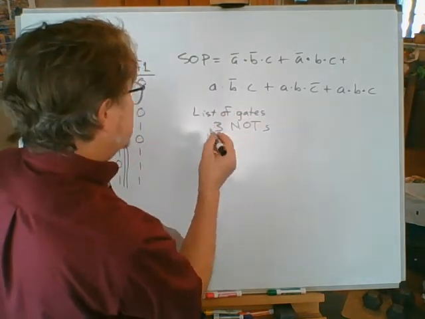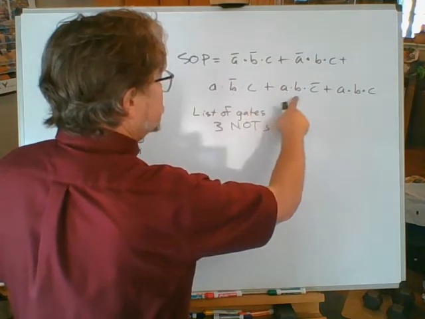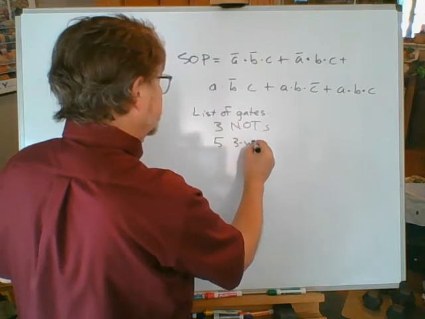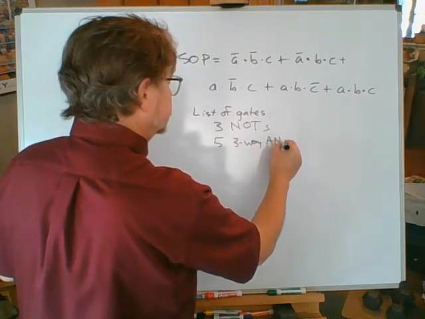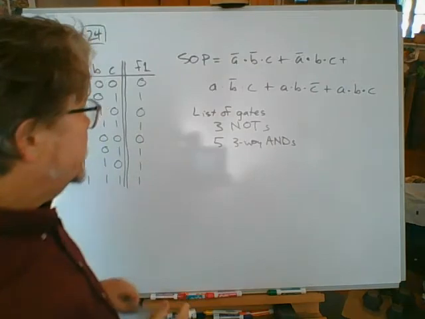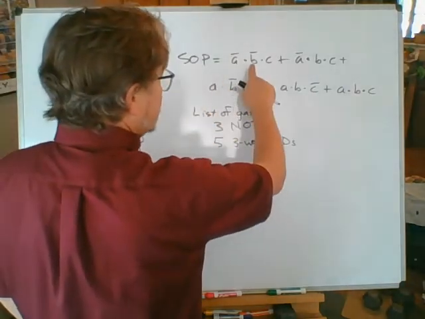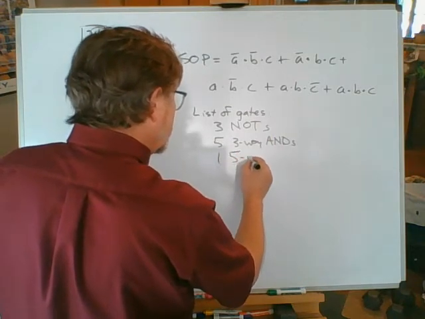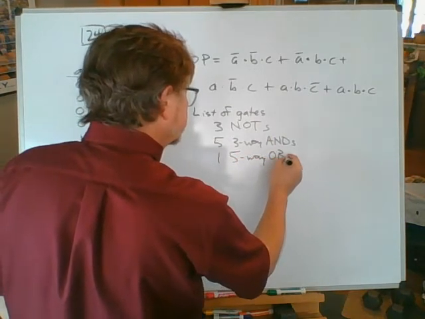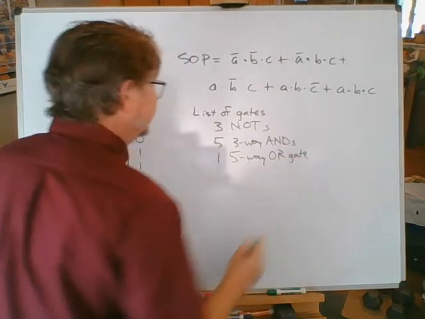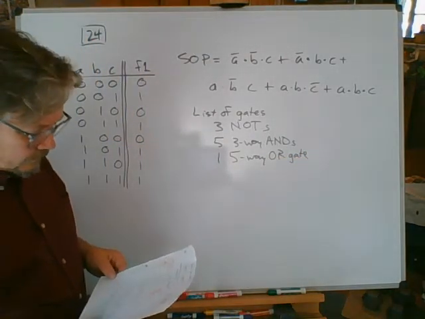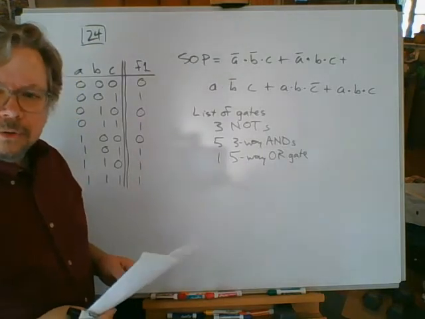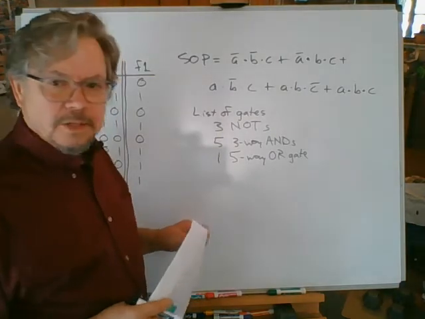That's almost always going to be the case in a non-trivial circuit. How many ANDs? 1, 2, 3, 4, 5 three-way ANDs, and an OR gate, a big wide 5-way OR gate. Okay, there we have it. A recipe.